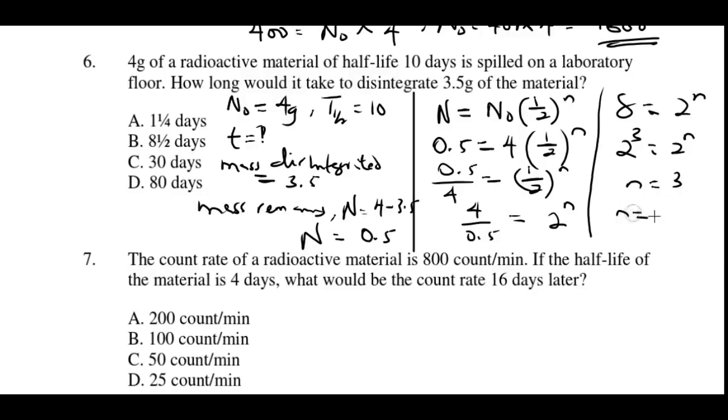Now if n equals 3, don't forget that n is T over half-life, and they want us to find T. So our T will be equal to n times half-life, and our n is 3. The half-life given to us is 10. 3 times 10, that is 30. So the answer is 30 days, and that makes option C the correct answer.